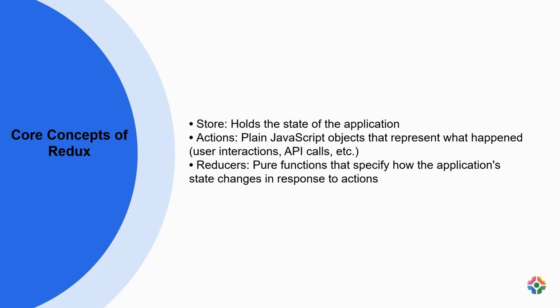For instance, consider a shopping cart application where a user adds items, an action, resulting in the reducer updating the cart's contents in the store. By adhering to this structure, Redux facilitates predictable state management in complex applications.